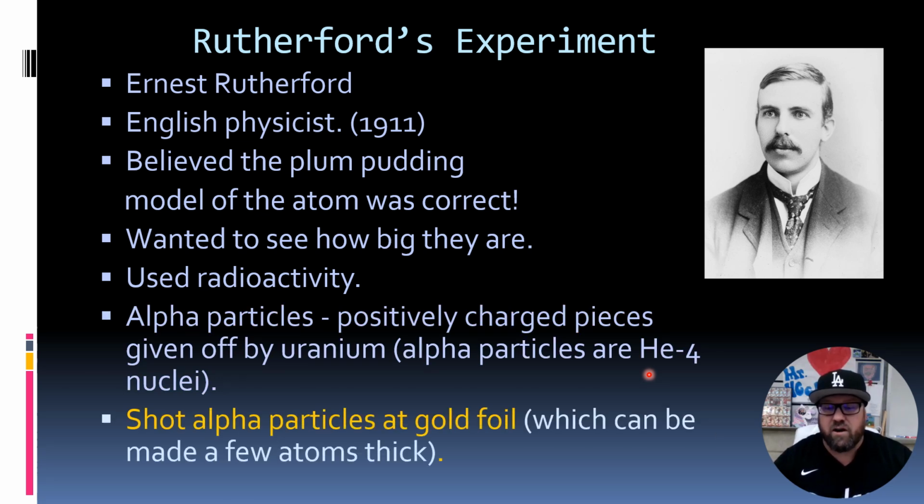Okay. Now, very famously, he shot alpha particles at gold foil. Why gold foil? Because gold foil can be made only a few atoms thick. It's so malleable that you can press gold foil so thin that we can measure its thickness in hundreds to thousands of atoms. So very, very thin foil.